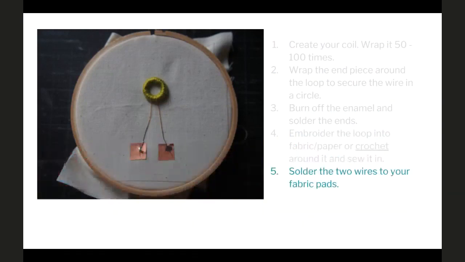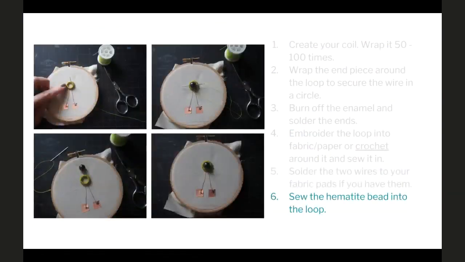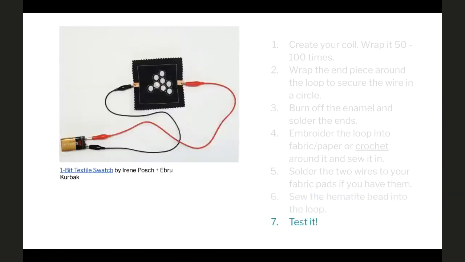And then you want to solder 2 wires to the fabric pads. Again, this is just to help create a strong connection with your alligator clips or your power source. And then you're going to want to sew the hematite bead into the loop. Again, this is the tricky part, and it'll take a little bit of finessing to figure out. And then you want to test it using a 9-volt battery or a LiPo battery.